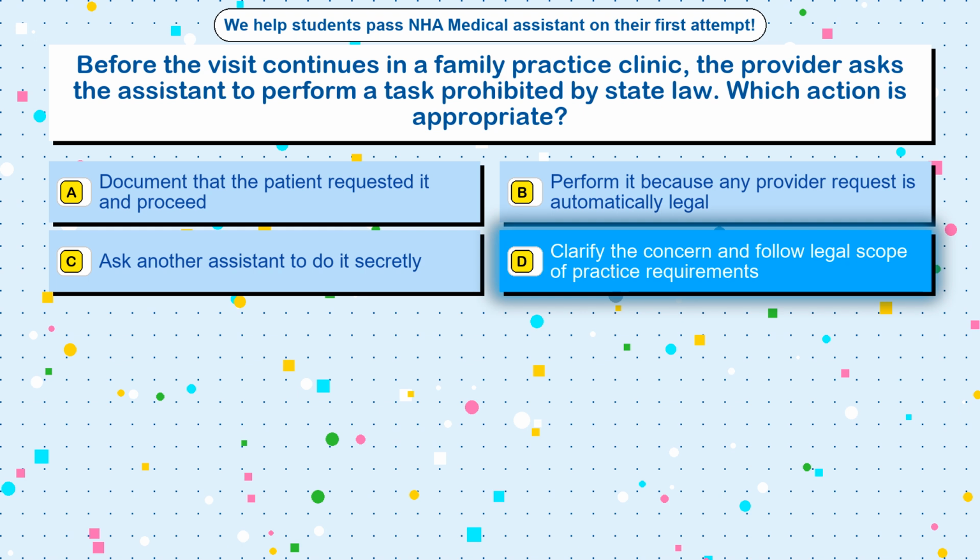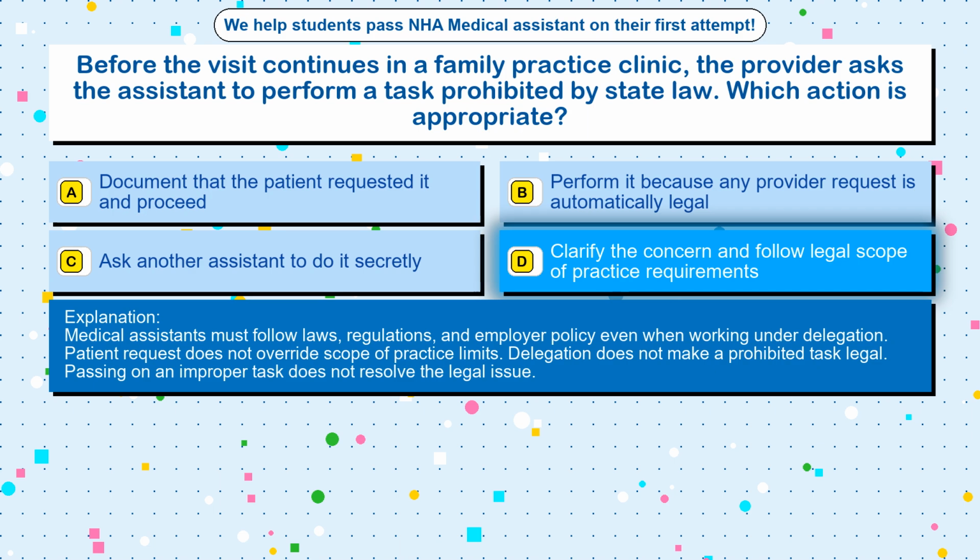The correct answer is option D, clarify the concern and follow legal scope of practice requirements. Medical assistants must follow laws, regulations, and employer policy even when working under delegation. Patient request does not override scope of practice limits. Delegation does not make a prohibited task legal. Passing on an improper task does not resolve the legal issue.